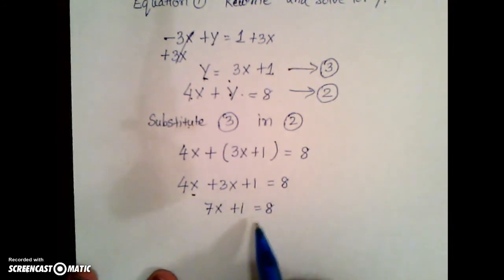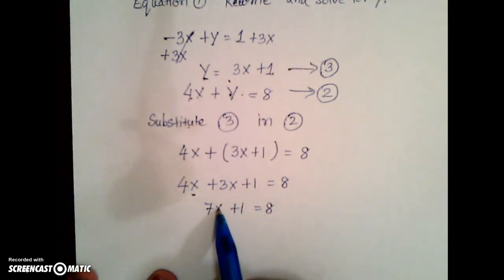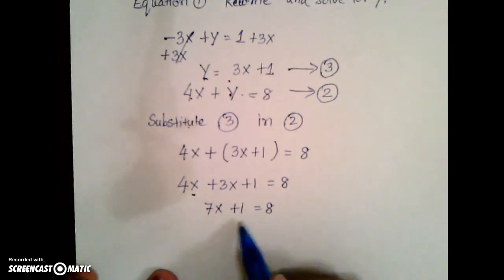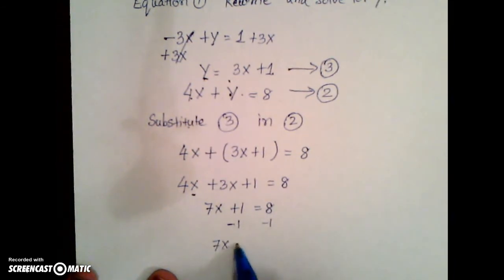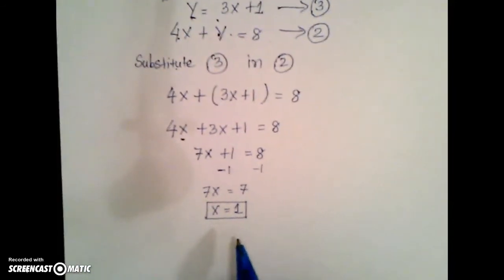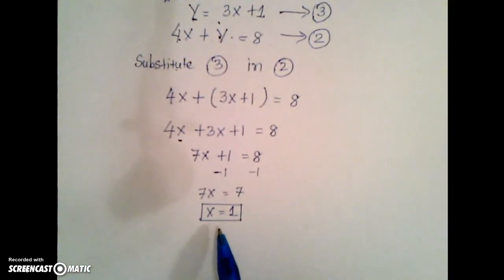Now this is a simple equation in variable x. So I can solve this equation to figure out the numerical value for x. So I subtract 1, so I got 7x equal to 7, or x is equal to 1. So I got my value for x. Now remember, it's not enough. I still have to figure out what y is.